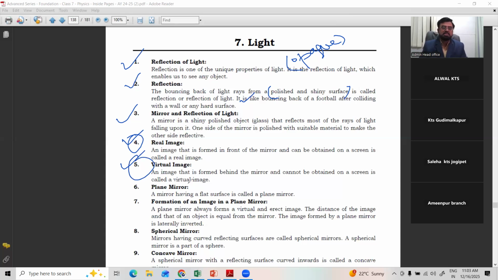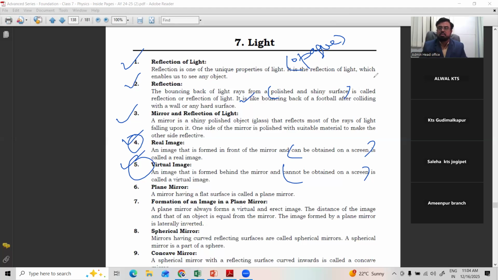A virtual image is formed behind the mirror and cannot be obtained on a screen. That is the difference between a real image and a virtual image. Many examples we will see as we move forward. So an image can be of two types. One is real, which can be caught on a screen. The other is virtual, which cannot be caught on a screen. The best example of a virtual image is a mirror. When you stand in front of the mirror, you can see your image, but you cannot catch it.